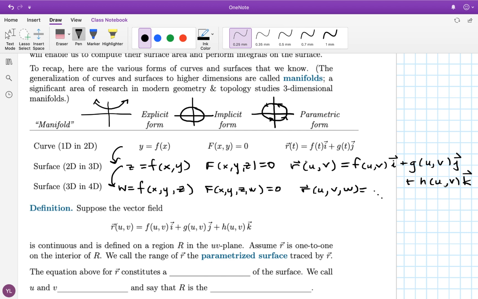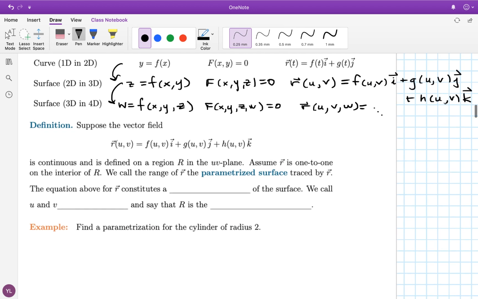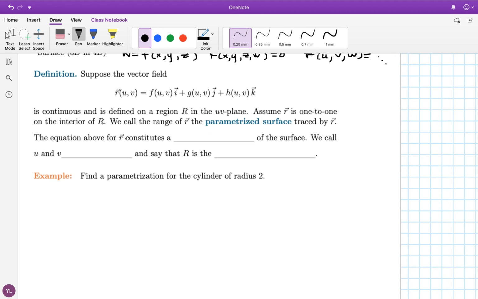Okay, so let's get familiar with how to parameterize some familiar surfaces, and then later we will develop the sort of calculus notions that we're using parametric forms for. And so we call the geometric object that this thing describes a parameterized surface traced by the vector function, and r constitutes a parameterization of the surface.